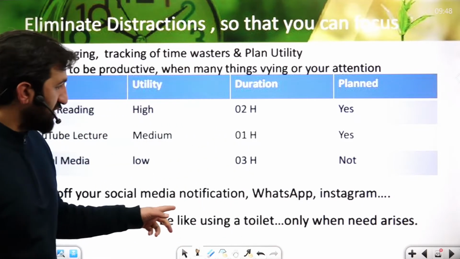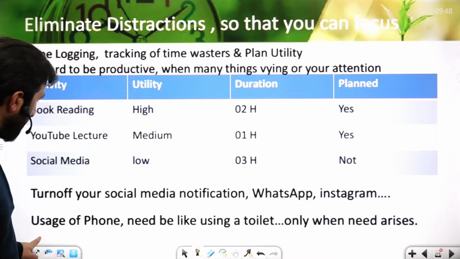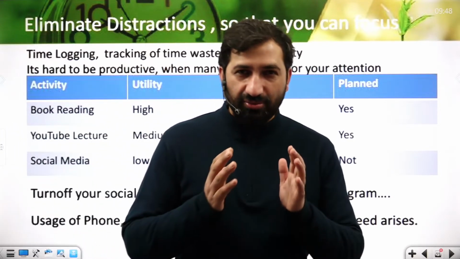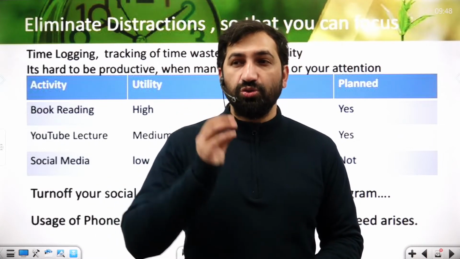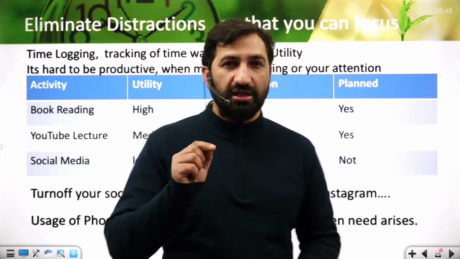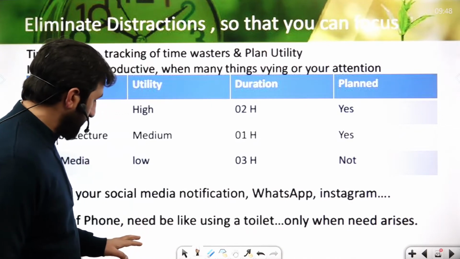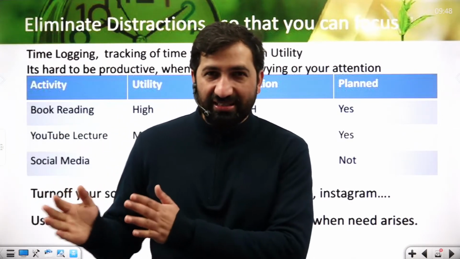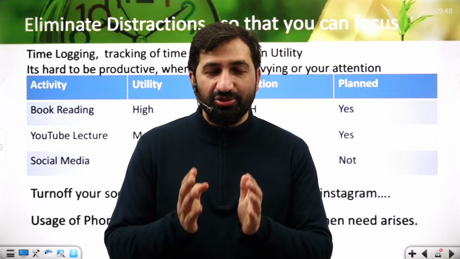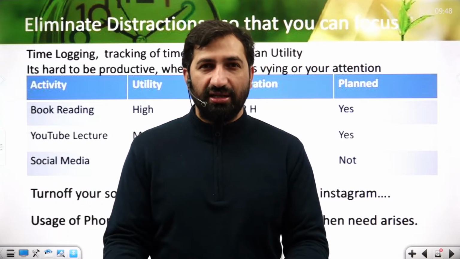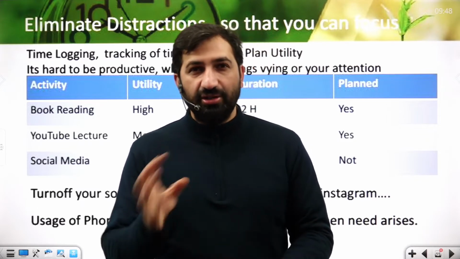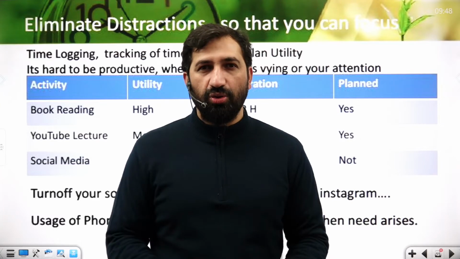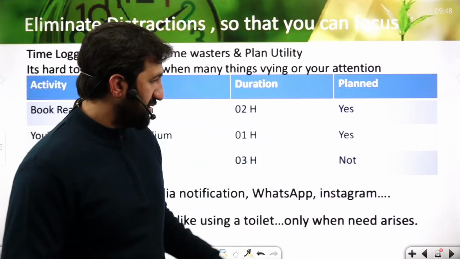So obviously this is a distraction. WhatsApp or Instagram. Another thing, there's a best saying by someone regarding the phone, especially when you are a student: use the phone only when you need it. That means he has given it a simile, like जैसे एक इंसान टॉयलेट के लिए जाता है, जब नीड उसको होती है, सिमिलरली फोन का भी आप अगर उस तरीके से इस्तेमाल करोगे, you will have less distractions.